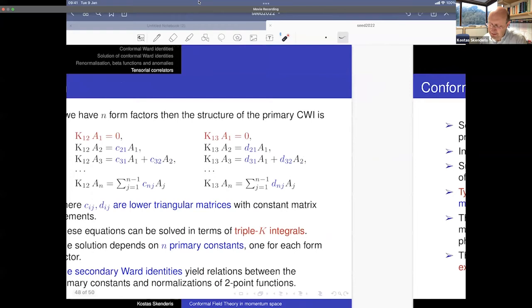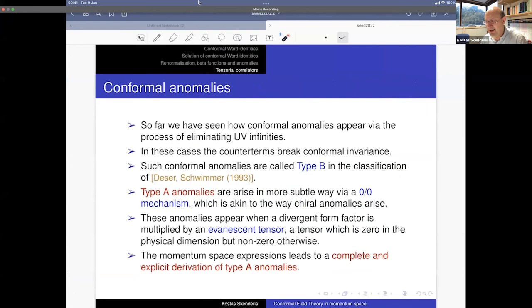Now, once you solve that, again you have to go back and ask, is my solution valid in all cases? And for the tensorial correlators, there are new types of anomalies which are possible. The anomalies we discussed so far are so-called type B anomalies. They come from terms that break conformal invariance. But with tensorial correlators, there is an additional new type, which is called type A. In this case, the correlator has a structure of zero divided by zero. So the correlator wants to be zero because of some conservation law, but it also wants to be infinity because it looks like there's going to be an infinity. But the ratio is non-zero and finite, and this is what gives rise to these type A anomalies. And this momentum space expression allows for a very explicit evaluation of these conformal anomalies.